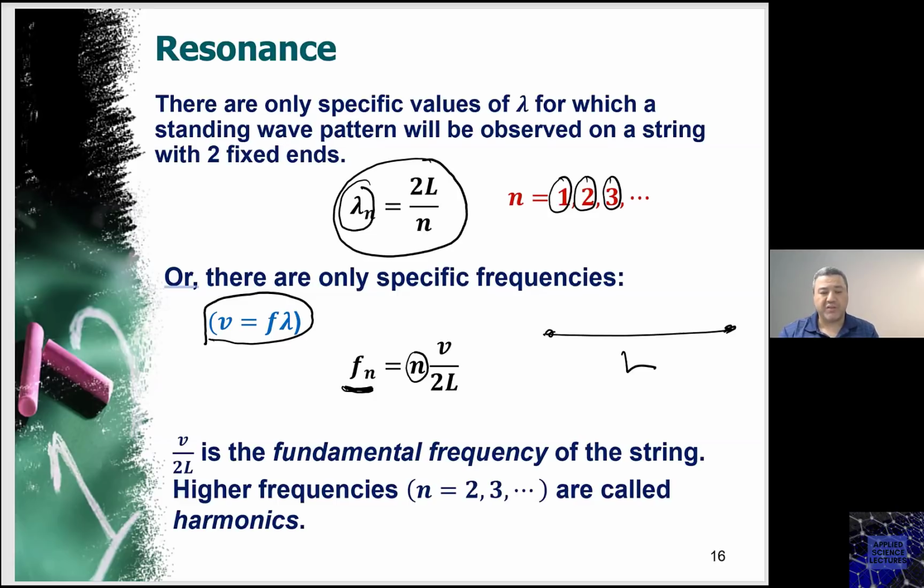If n is 1, then this will be the fundamental resonance frequency. 2 will be the second harmonic. 3 will be the third harmonic, and so on. So those harmonics are higher in frequency. So always remember, when the length of the string is lambda over 2, this is the lowest resonance frequency, and that's what we call the fundamental frequency.